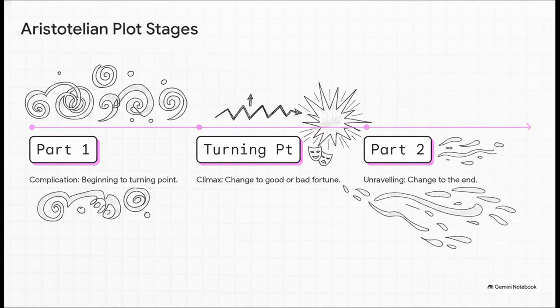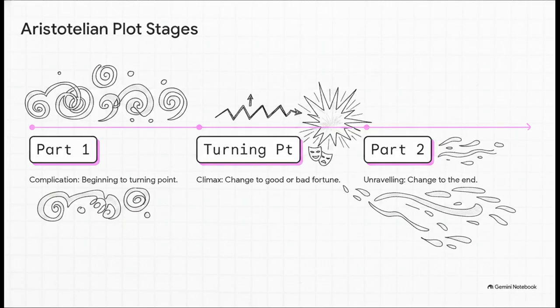But let's contrast that classical model with the Aristotelian timeline. Based on Aristotle's Poetics, this model highlights a really crucial core division. Aristotle basically insisted on two main parts, the complication and the unraveling. So the complication extends from the very beginning of the action all the way up to the climax, which marks the major turning point to either good or bad fortune.